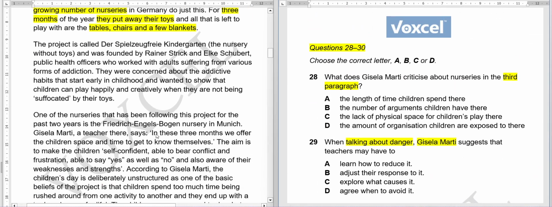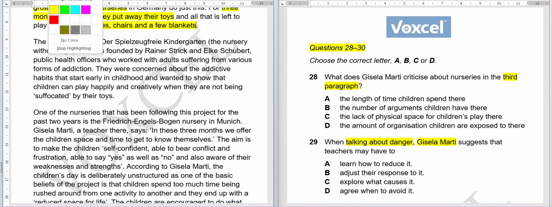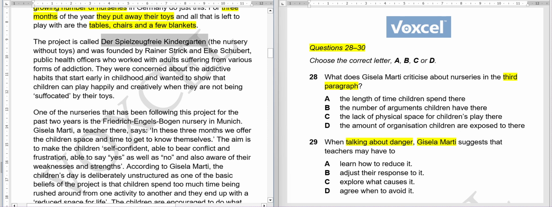Now we'll come to the second paragraph. The project is called... it's in German, so I'm sorry if I mispronounced it. We will call it the Kindergarten Project, the nursery without toys, and it was founded by Rainer Strick and Elke Schubert, public health officers who worked with adults suffering from various forms of addiction. They were concerned about the addictive habits that start early in childhood and wanted to show that children can play happily and creatively when they are not being suffocated by their toys.